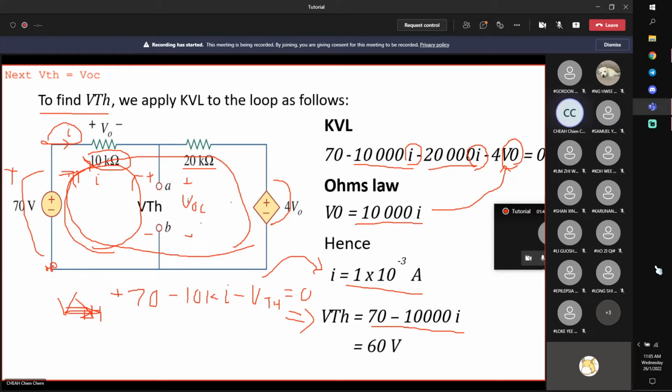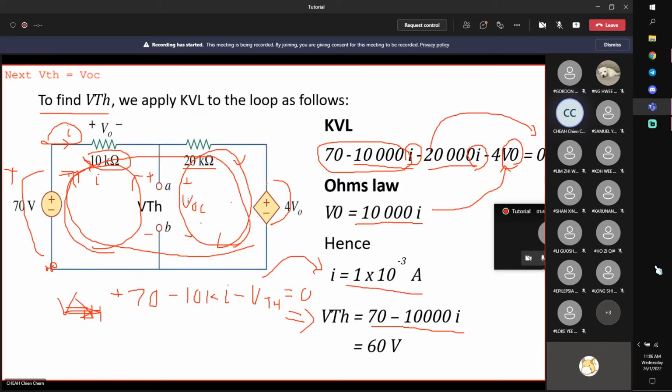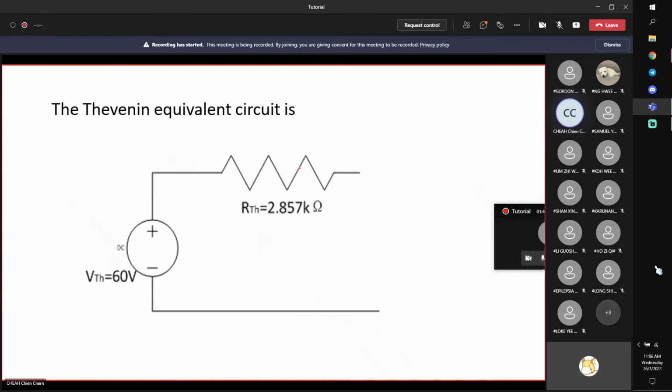But you can also try going around this way. Write down the equation in terms of VOC, in terms of these two. In fact, as I said, you can see from here that this is equal to these two. So they are the same potential difference, which is this VTH. Any questions? Okay, therefore we have found VTH is 60.